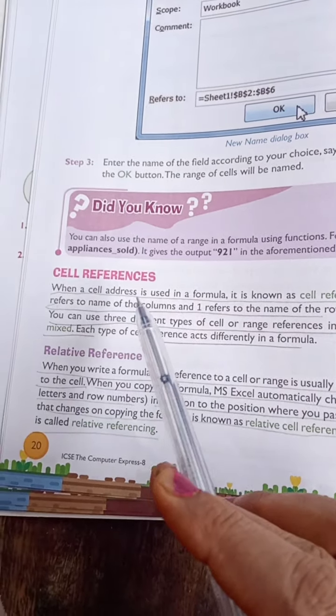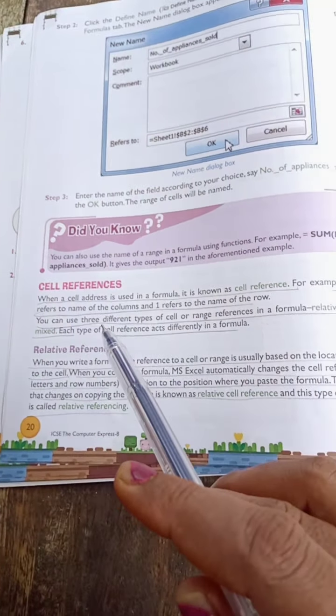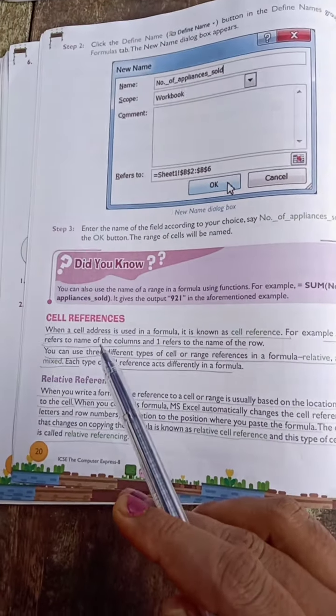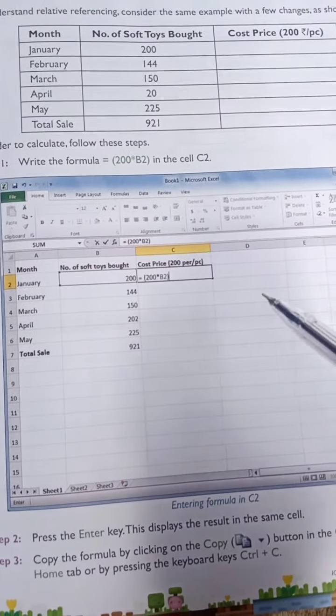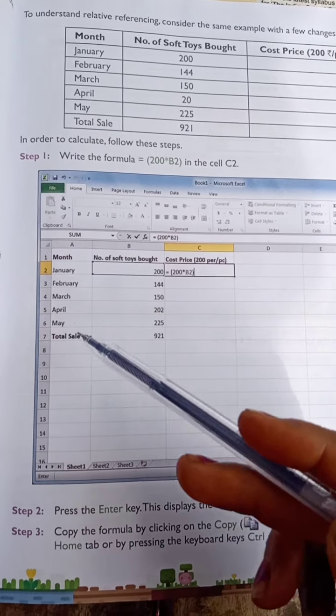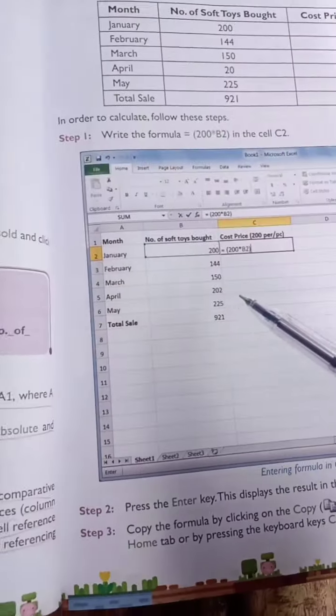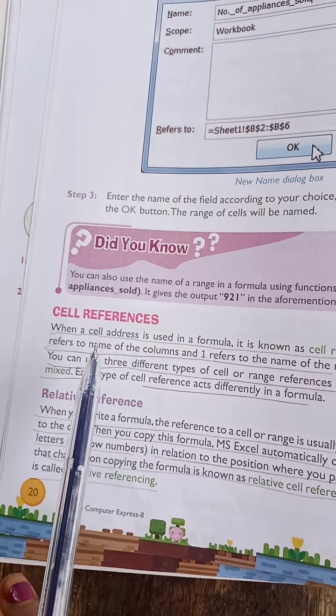This is a very important and tricky concept, so you have to understand it well. First of all, what is cell reference? As you can see, if we have this type of format where we have to calculate something, I will give you an example later. First, we have to understand what cell reference is.